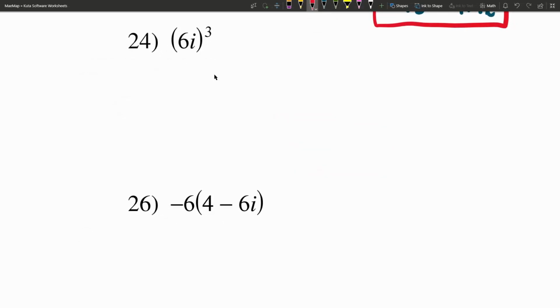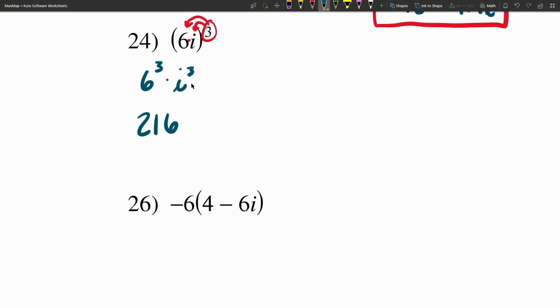In number 24, we have 6i cubed. The nice thing about this is because 6 is multiplied by i, we can just distribute that cubed to both our coefficient and to the i as well. We can distribute that exponent when there's multiplication, but we cannot do it when there's addition or subtraction between our numbers. So 6 cubed times i cubed, well, 6 times 6 is 36, times another 6 is going to be 216.